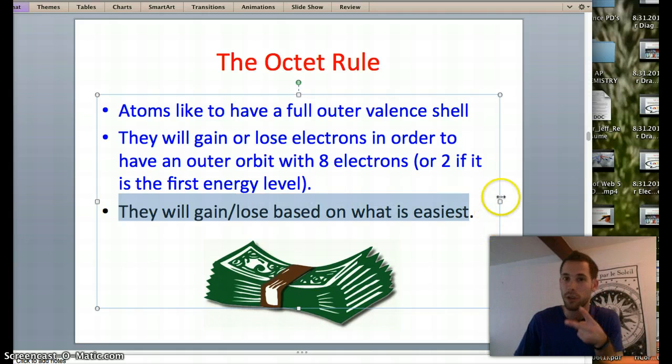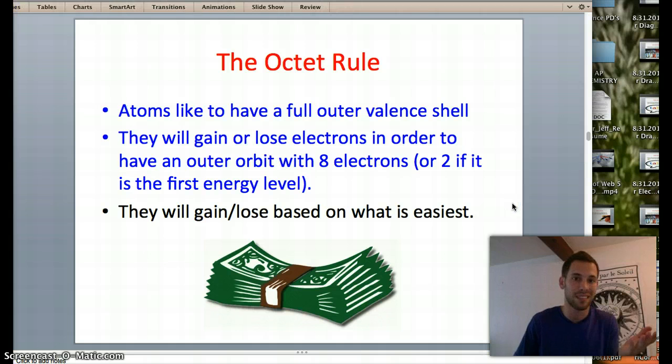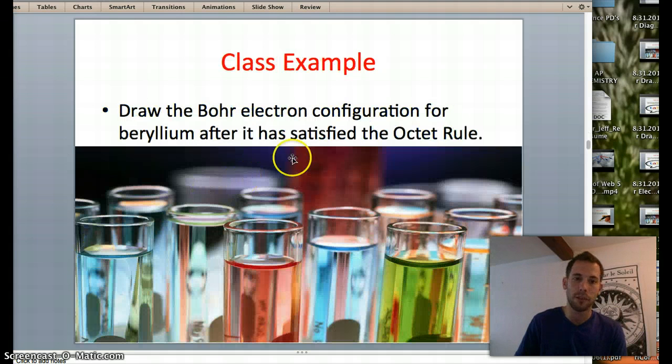So if they need to gain 2, they'll gain 2 instead of losing 6. Or if they need to gain 1, they'll gain 1 instead of losing 7. Or if they need to gain 3 instead of losing 5, they'll do that as well. Sometimes even they'll just lose electrons. They'll lose 2 instead of gaining 6. You can find a few examples of that.